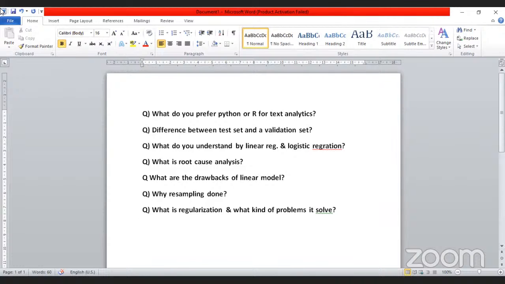Okay, so firstly, we understand what regularization is. Regularization is a technique where we add an additional penalty term in the error function to increase the accuracy of our model. Regularization refers to techniques used to calibrate machine learning models in order to minimize the adjusted loss function.